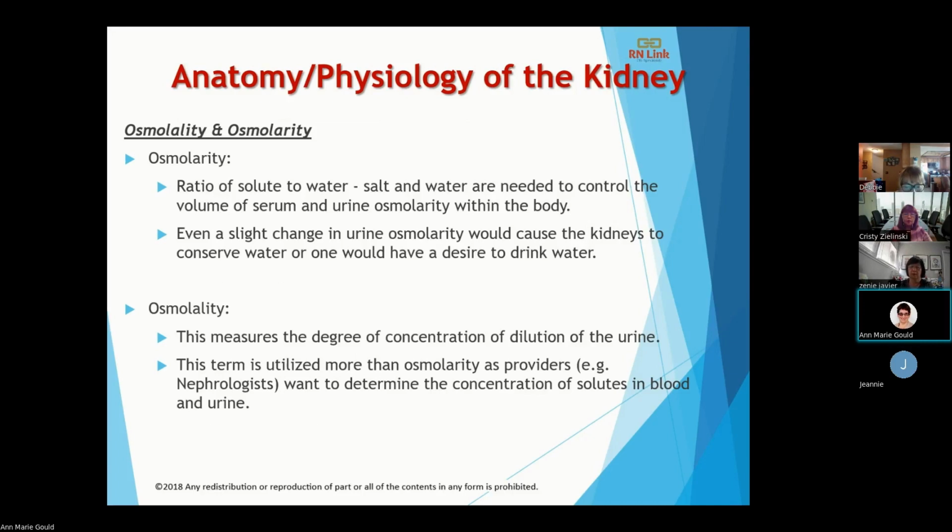The reason is they want to know how many solutes are in the blood and urine for this particular patient. It gives them an idea of how this kidney is functioning. Are they fluid overloaded, or are they really dehydrated? So that's why they look at the osmolality more so than the osmolarity.